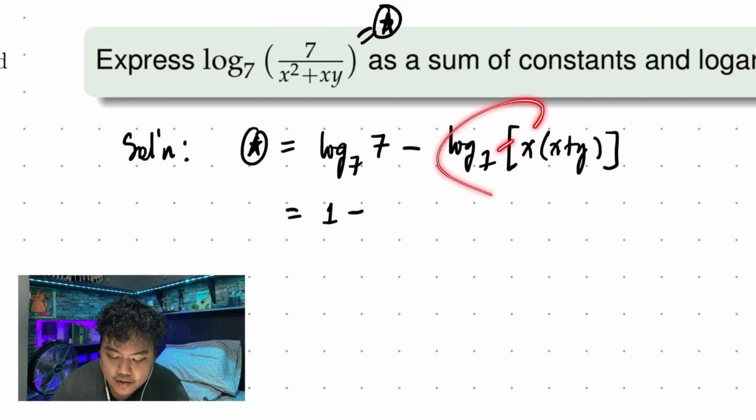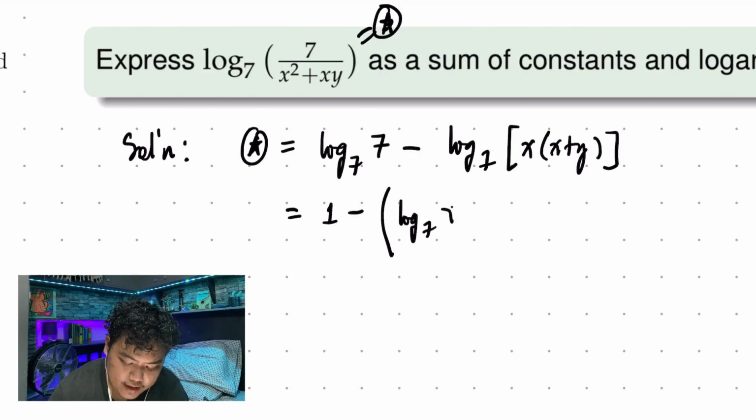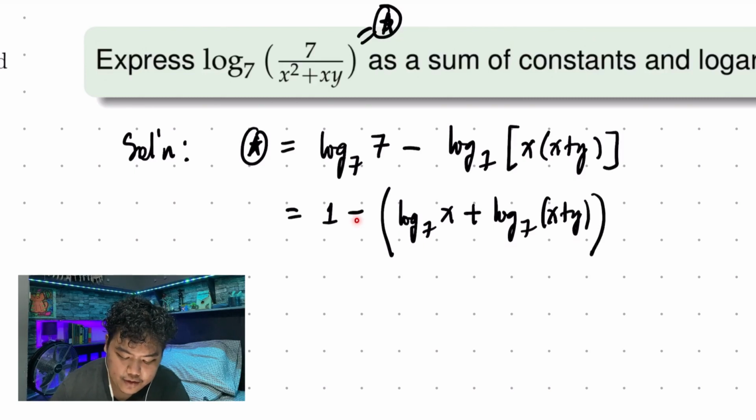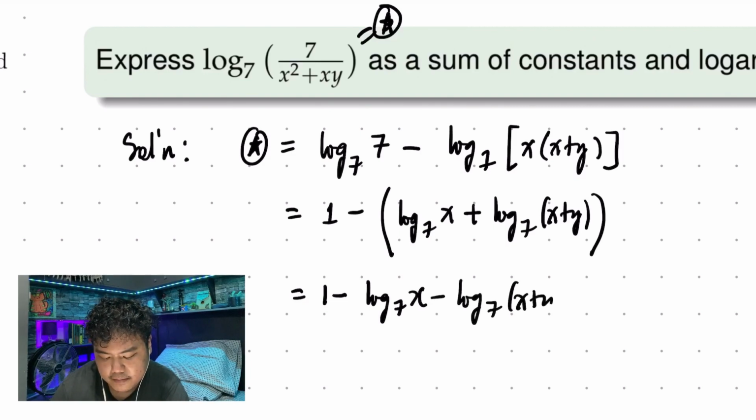Minus itong buong thing na to. That's why I will put a parenthesis. And applying the product rule, pwede mong pamigay dito yon. And yung times, magiging plus siya. So, magiging log base 7 of x plus log base 7 ng x plus y. Tapos, tsaka nyo distribute yung minus sign. So, this is 1 minus log base 7 of x minus log base 7 of x plus y.